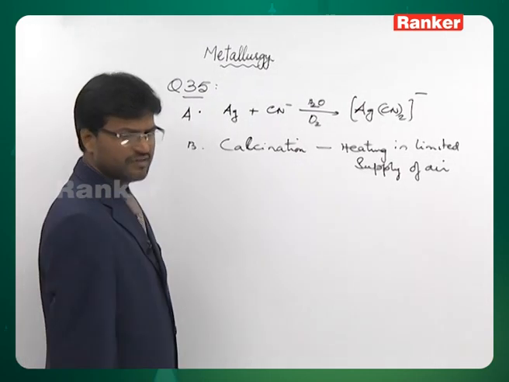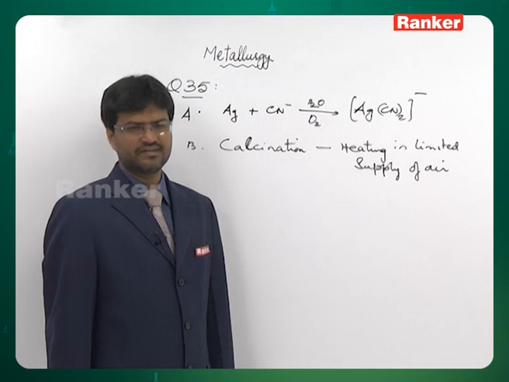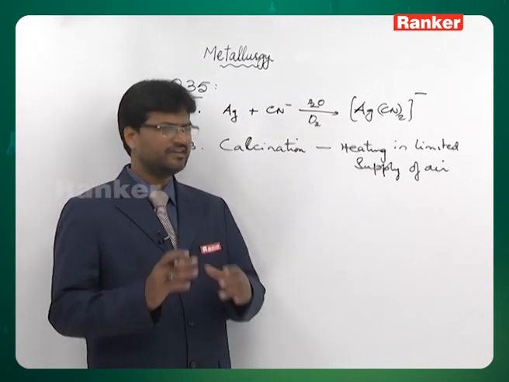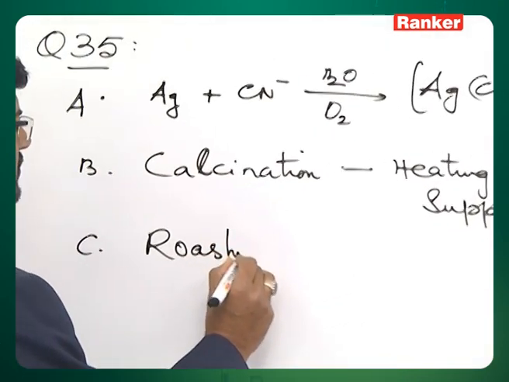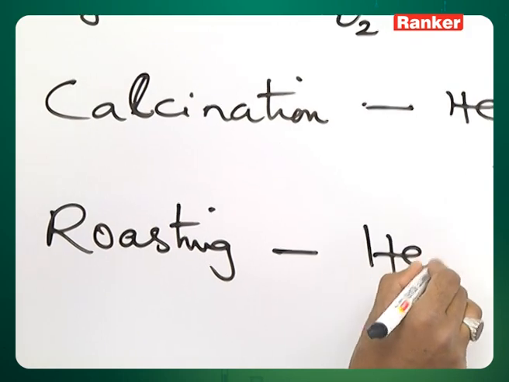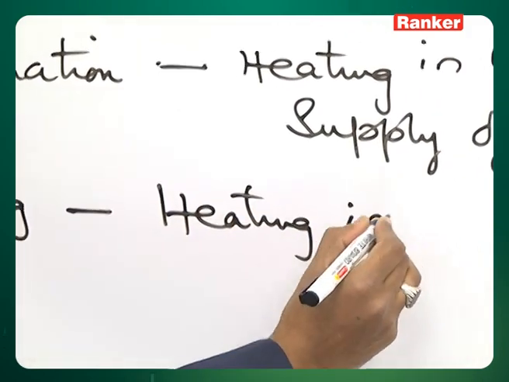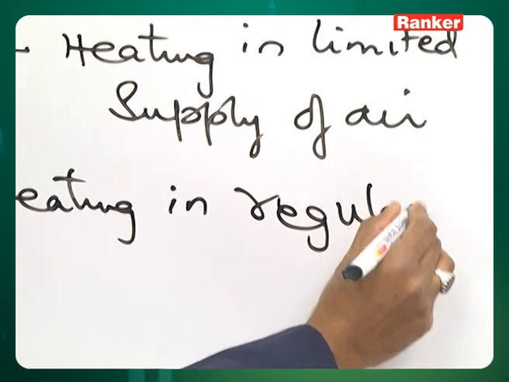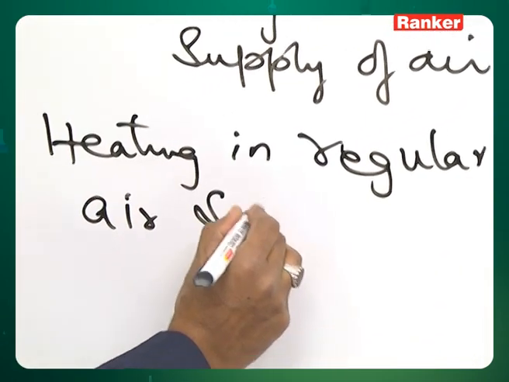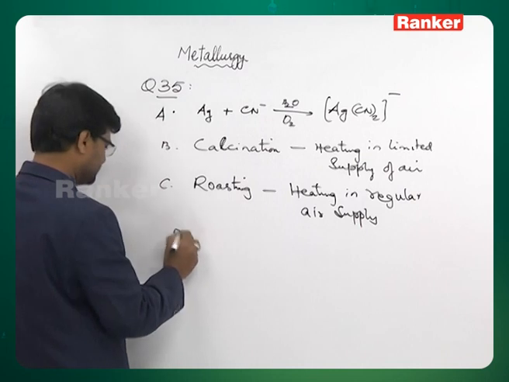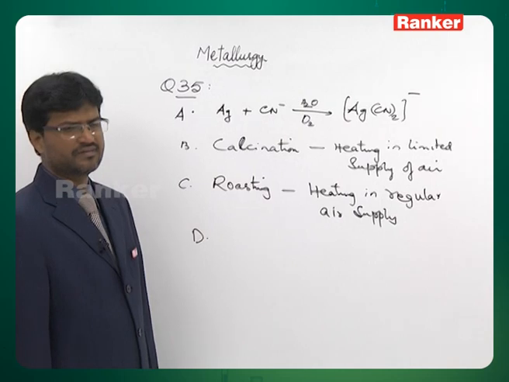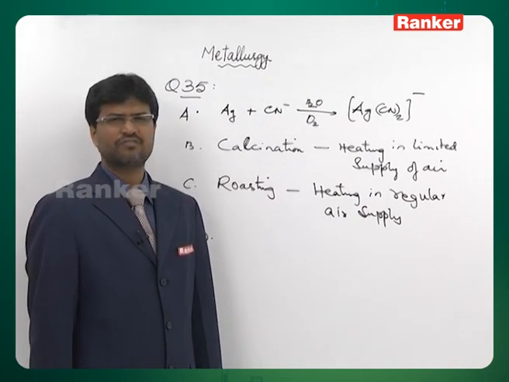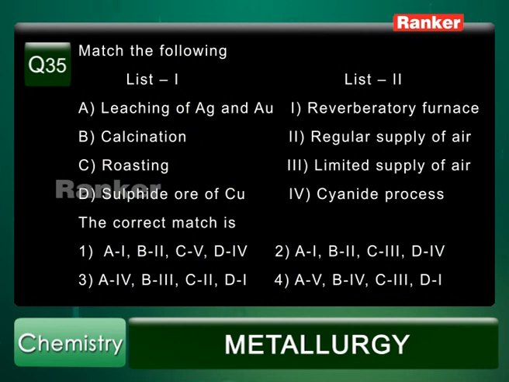And then roasting. Roasting is done in a regular supply of air. It is heating done in a regular supply of air. C, roasting, heating in regular air supply. And finally, what is given is D, sulfide ore of copper. Sulfide ore of copper is taken in a reverberatory furnace for roasting. So the correct answer therefore is third option.